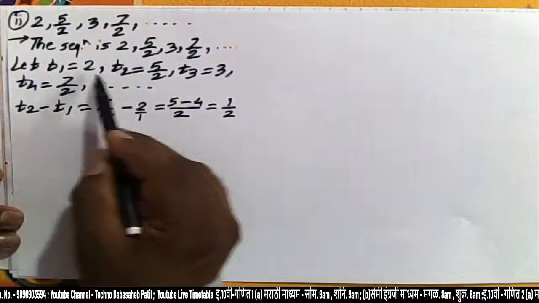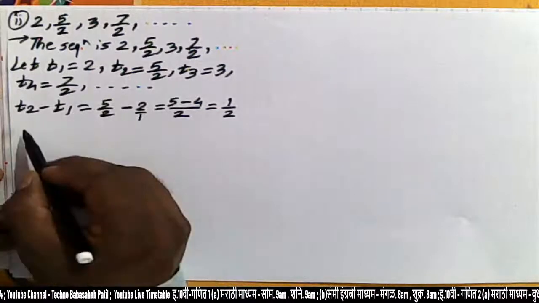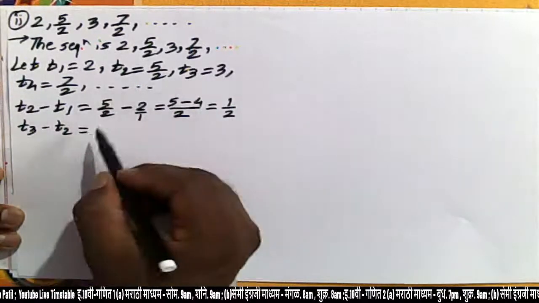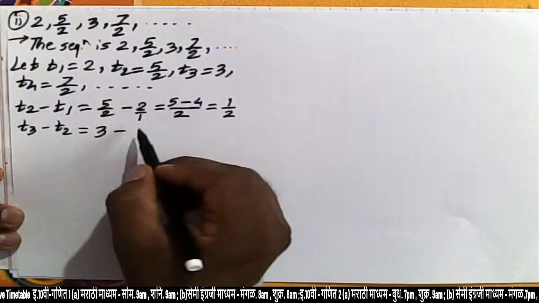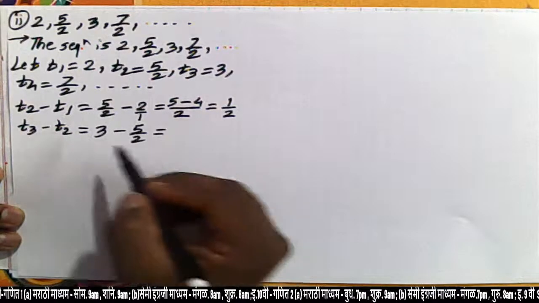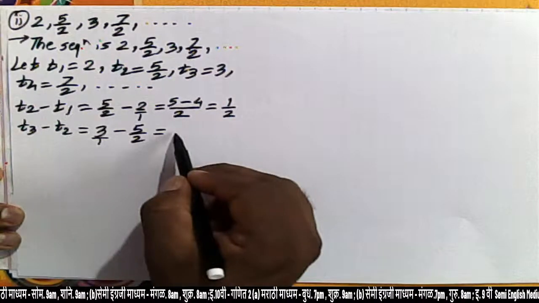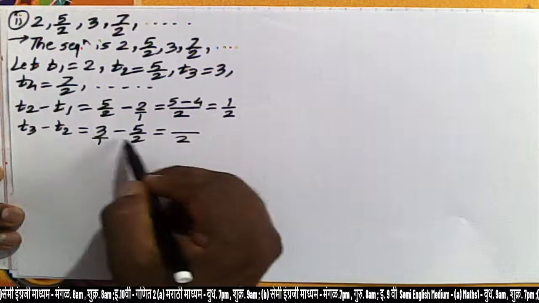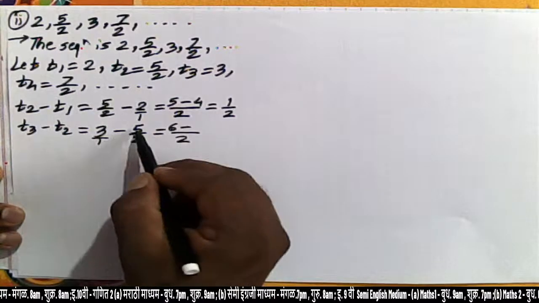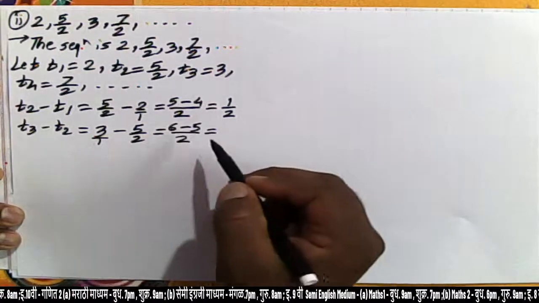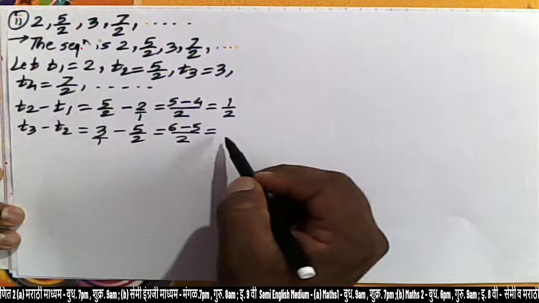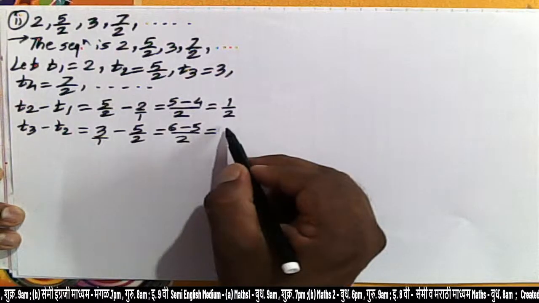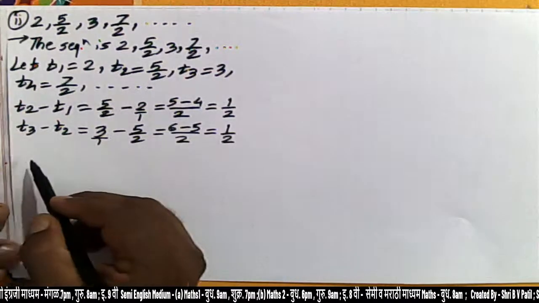Then next difference, second and third, that is third minus second term. Value of T3 is 3 minus value of T2 is 5 upon 2. Denominator is 1. Denominator's multiplication 2. Cross multiplication 3 2s are 6 minus 5 1 is 5. What we get? Subtraction, that is 1 upon 2.